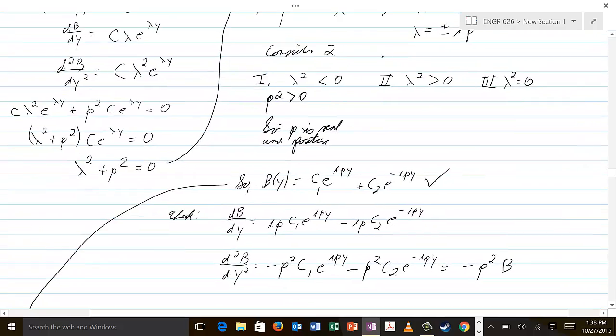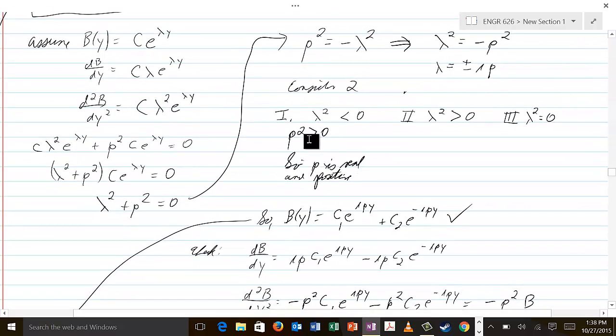So we reject the possibility that b is always equal to 0, which means we reject the possibility that c e to the lambda y is always 0. If this can't be 0, then we must have lambda squared plus p squared equals 0, as we've written here. That implies that p squared is equal to negative lambda squared, or lambda squared is equal to negative p squared. So lambda is plus or minus i p. You can go through the different possibilities for lambda squared less than 0, lambda squared greater than 0, or lambda squared equals 0.